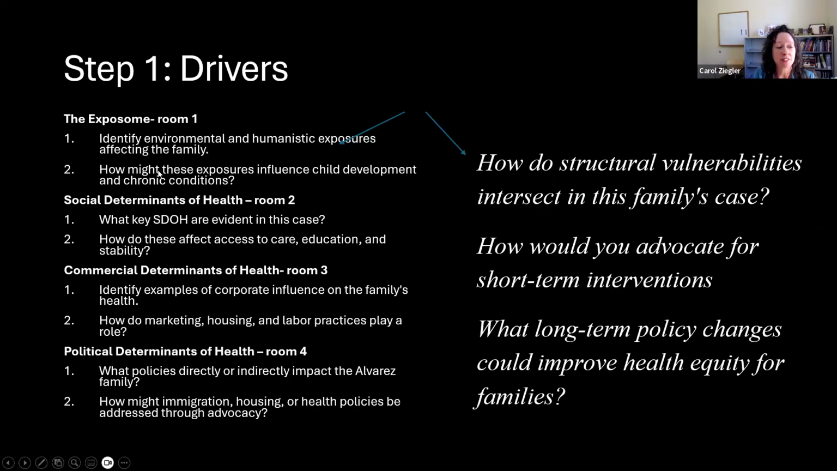So in that initial activity where we introduced this case in class, the students then go into breakout rooms. In one room, they discuss the exposome, another, they discuss social determinants, commercial determinants, and then political determinants. And we give them very specific questions to discuss in the room. They all discuss the questions there on the right, like how do structural vulnerabilities intersect. And then they share out to their peers at the end of class. And I'll share these slides with you all at the end.